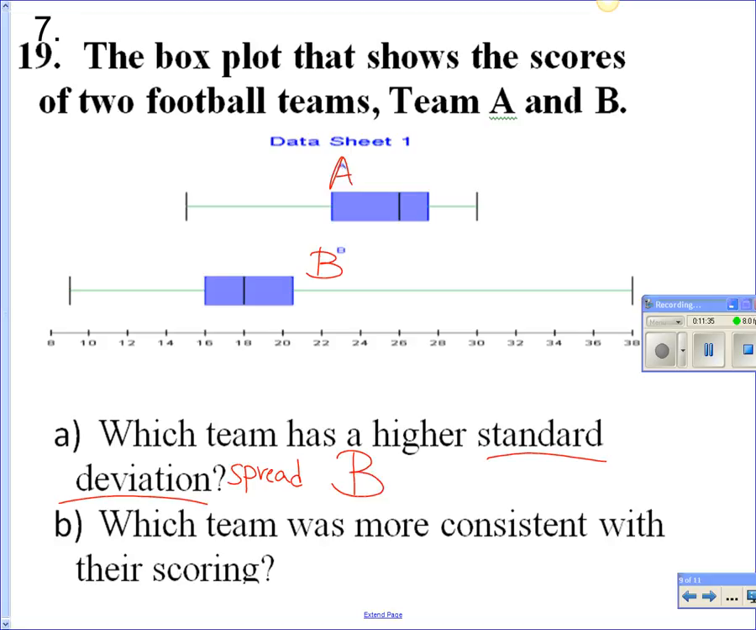Okay. All right, the next part. Which team was more consistent with their scoring? What does it mean to be more consistent? It means you score the same amount of points every time. Not exactly the same, but close. So Team A scored anywhere between 15 points and 30 points in one game. Team B scored anywhere between 9 and 38 points. So which team was more consistent? Which one was more likely to stay within a smaller point range? That would be Team A.